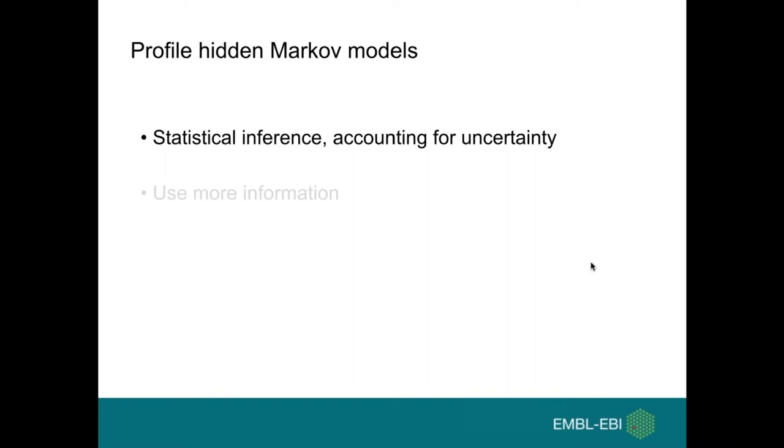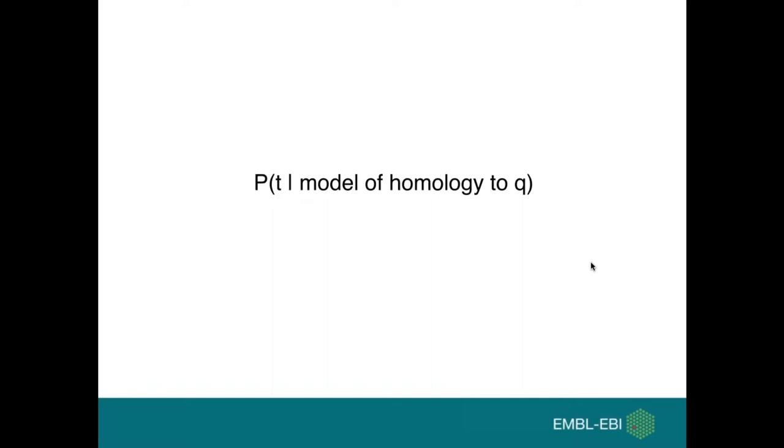So what is this strange statistical inference accounting for uncertainty? Let's think about what we're trying to do, first of all, and what we're trying to actually achieve by this search. What we're trying to do is ask the question of, what's the probability that a target sequence, so in my query database, is actually similar to my query sequence. So we represent the target database as T and Q is the query sequence. So what's the probability of my target sequence matching my query given some sort of model of homology? But we've got to take the odds ratio of that compared to the target sequence actually just being a random by chance match, or this model of non-homology.